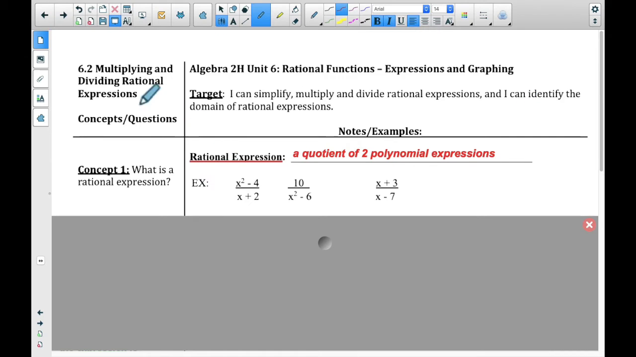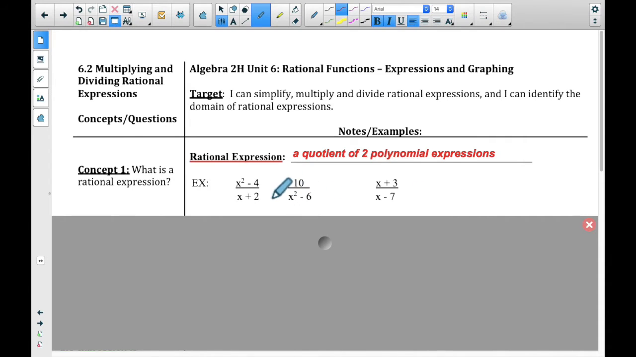Hi everybody, this video is going to talk about lesson 6.2, which is multiplying and dividing rational expressions. So first of all, a rational expression is a quotient of two polynomial expressions. It's just a fraction, that's all. Anytime we see a fraction, that is a rational expression.